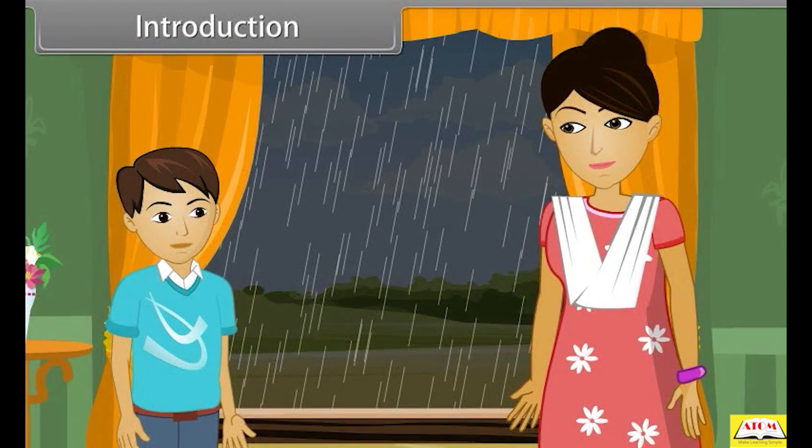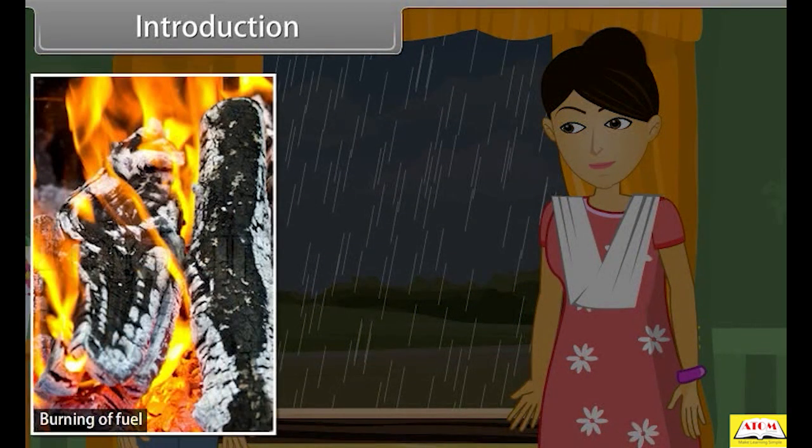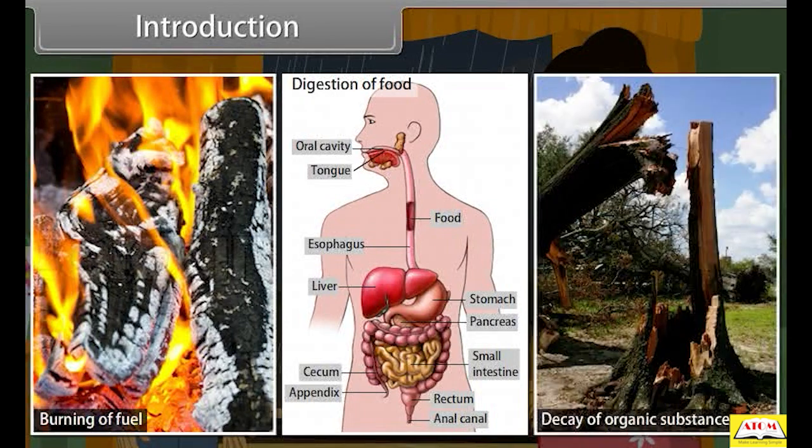Students, redox reactions are all around us. Burning of fuel, digestion of food, and decay of organic substances are a few examples of redox reactions. Today, we will discuss more about redox reactions.